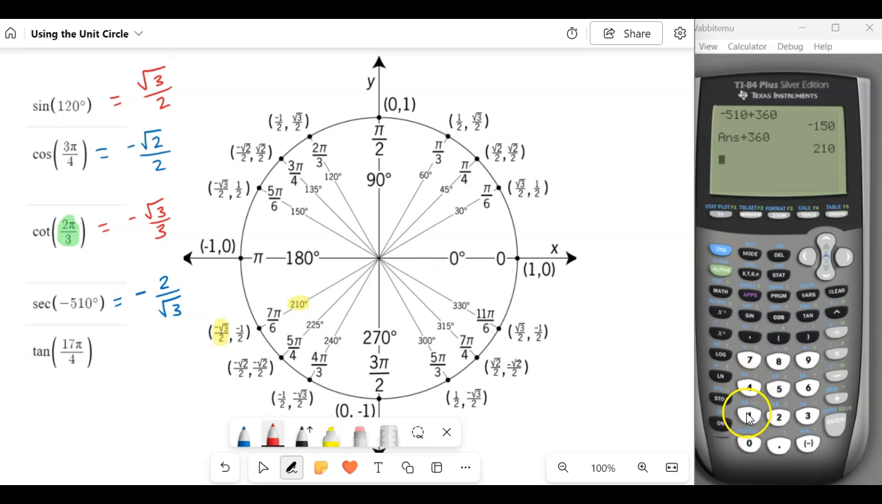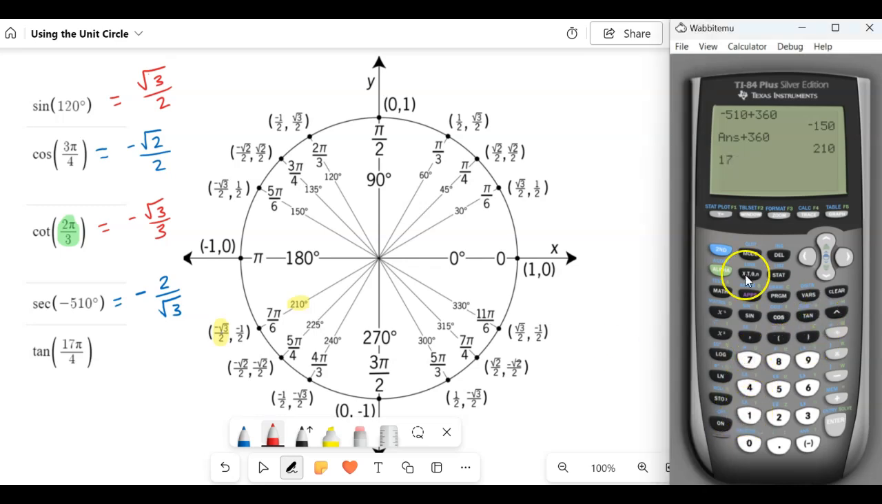Now, we've talked about this in some other videos, but I'm going to start off with, instead of writing 17 pi over 4 and subtracting 2 pi, what I do is I omit the pi and I subtract. Instead of 2 pi, I just subtract 2. And I keep doing that until I get something smaller than 2. So I'm going to subtract 2 again, and finally I get 0.25. As a fraction, that's 1/4, or pi over 4.